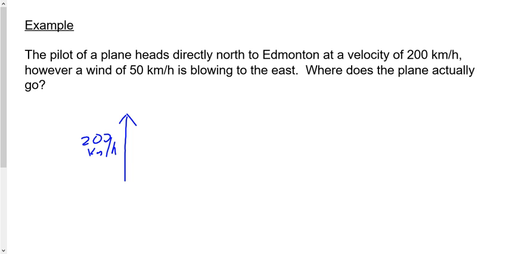Added to that is a vector that also contributes to where William actually goes. That's the wind. So we're aiming to the north, which contributes to where I go, but there's a wind to the east, which also contributes to where I go. We're going to add those two vectors together to get where I actually go.